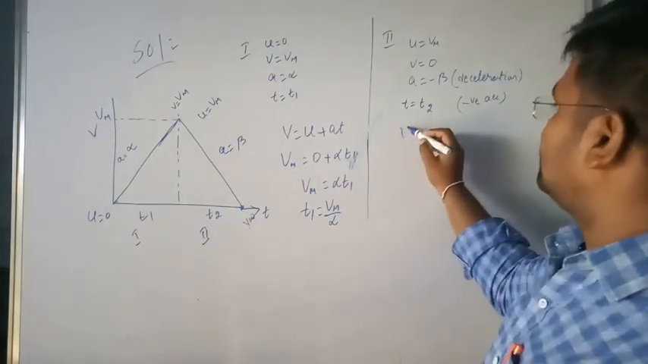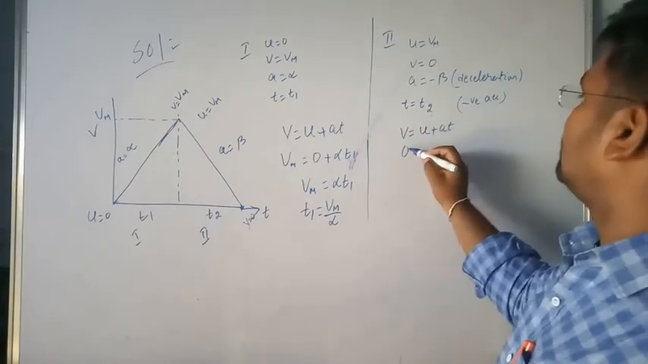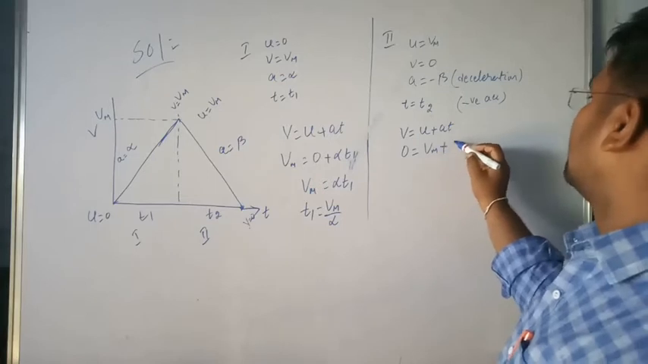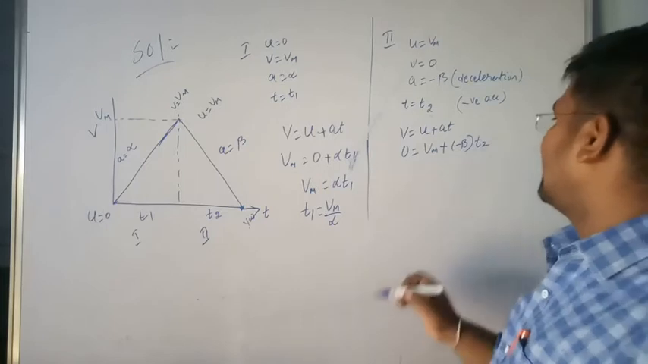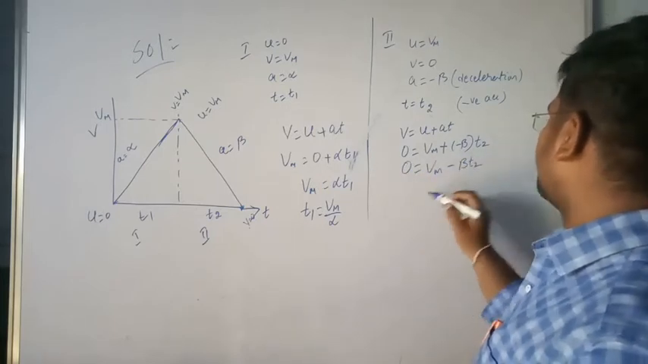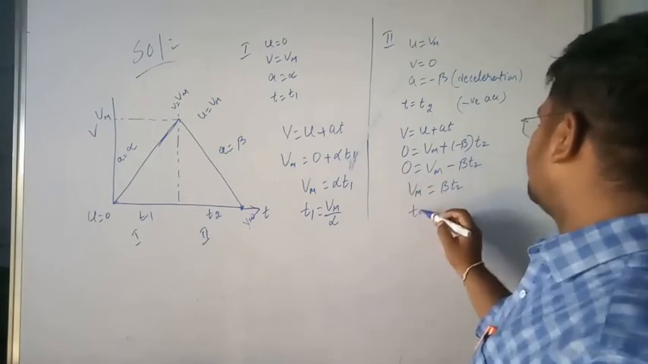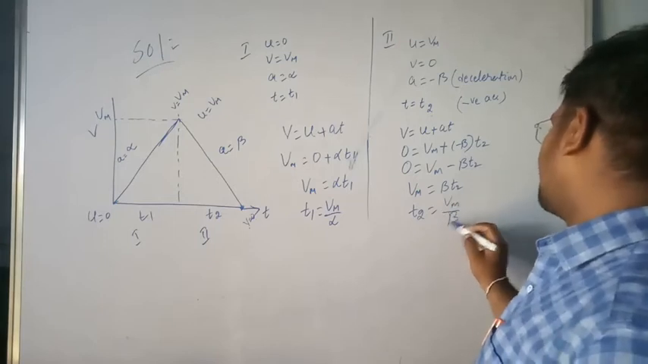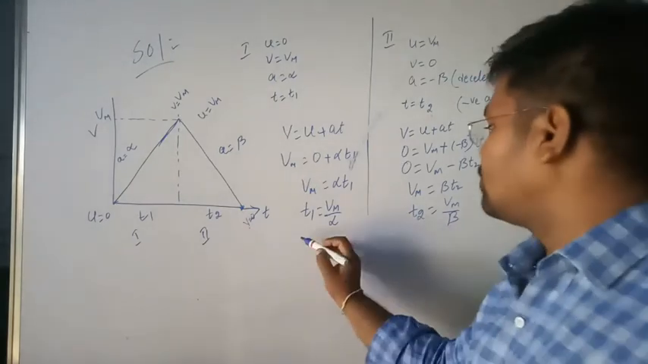So we have to substitute the same formula. V is equal to u plus at. V is equal to 0, u is equal to Vm, plus minus beta into T2. Rearrange this: 0 is equal to Vm minus beta into T2. Vm is equal to beta T2, so T2 is equal to Vm by beta.